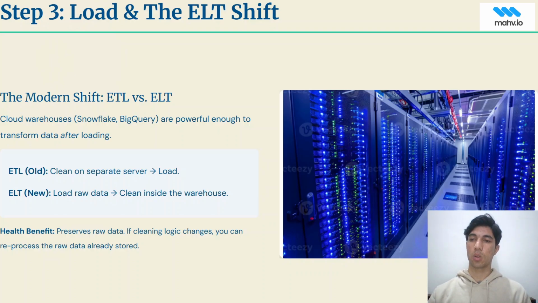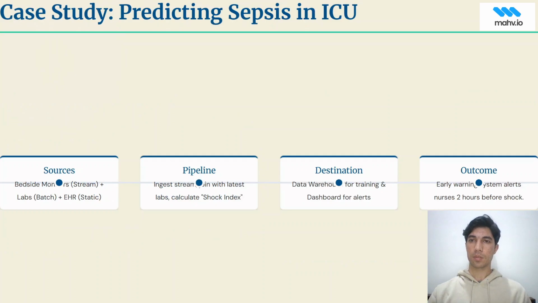And ETL is the old method, which basically cleans on separate servers and then transfers, then loads, while ELT is the new method, in which basically we extract the data and load it into our servers, and then we transform the data on the same servers.